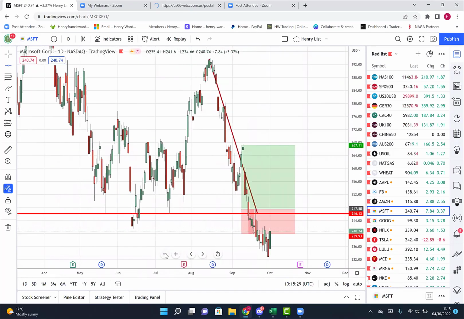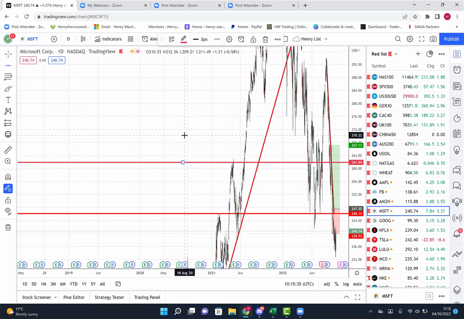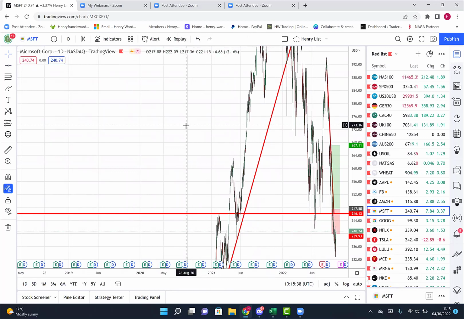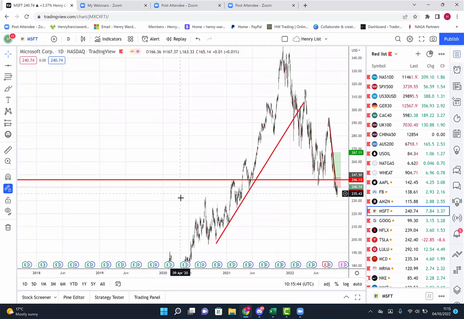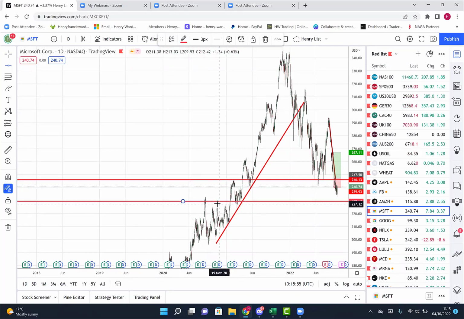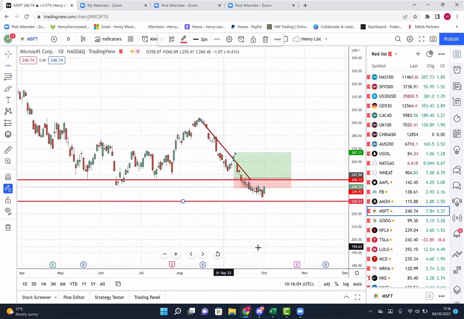Microsoft. Let me have a quick look. And Microsoft is coming into the area. It hasn't quite hit it as of yet, but it's coming back into sort of that area. So here, there, and I retested here a couple of times. So you could argue that it's hit it there, and that's why we're having this rejection.